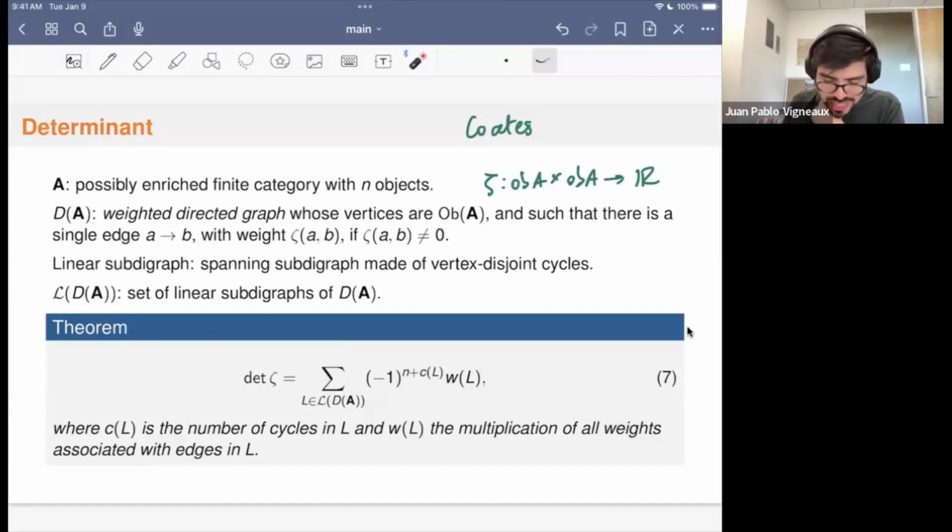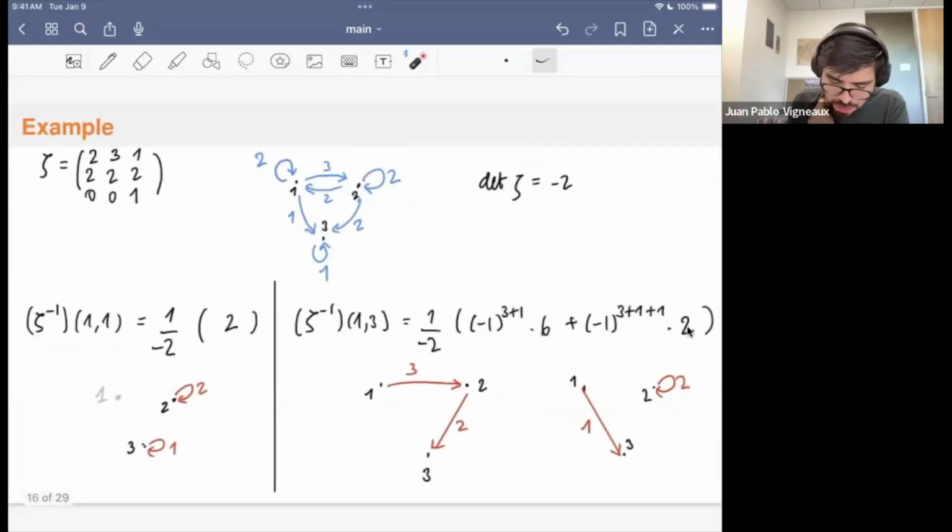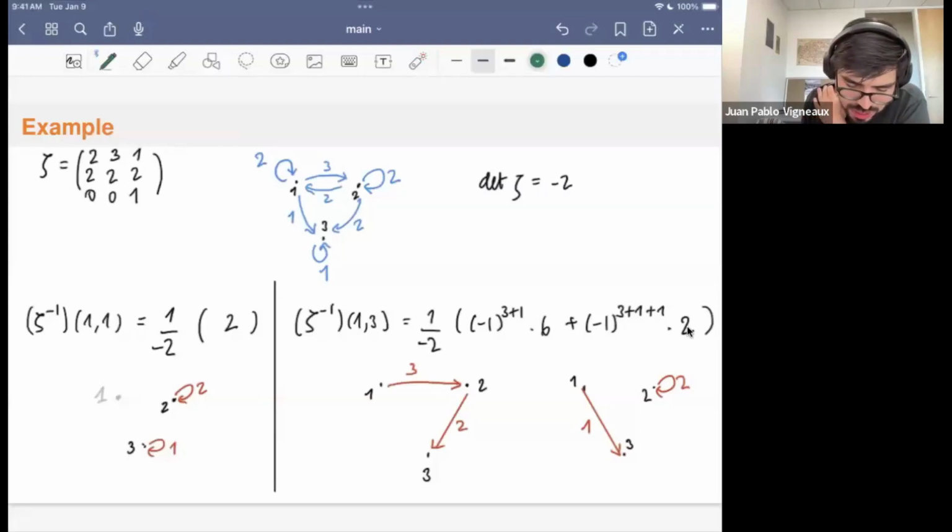I think I can show you an example. I'll skip a bit. So for example, here we have this zeta matrix: 2, 3, 1, 2, 2, 0, 0, 1. So this you could represent as a graph of this sort. So this could be the graph, let's say dA, where there is, for example, an arrow from 1 to 2 with weight 3 because there is a 3 here. Now I'm saying the determinant is -2, and because of what I presented, you can compute it as a sum over linear subdigraphs.